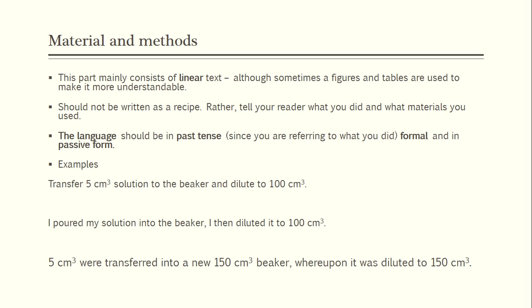Okay, materials and methods. This is a part that mostly consists of linear text. Sometimes people add figures and tables to make it more understandable, more clear. You should not write the materials and methods section as a recipe. Rather, you should tell your reader what you've done and what materials you've used. The language should be in past tense, since you're referring to what you did. It's supposed to be formal and in passive form.